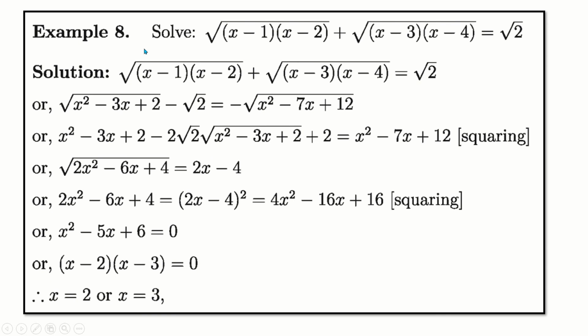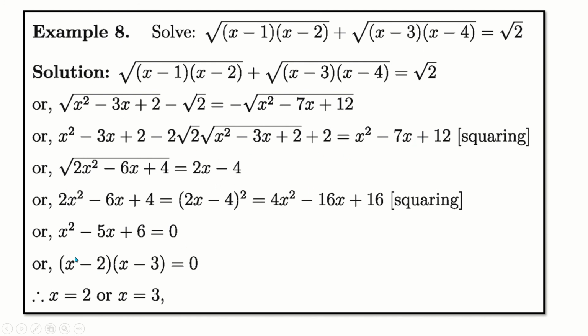Now for number 8, this is the given condition. Solution: square root over 2 convert into left side, and square root over this convert into right side. Here after multiplication we will get x square minus 3x plus 2, and here square root over x square minus 7x plus 12. Now squaring on both sides we will get this.